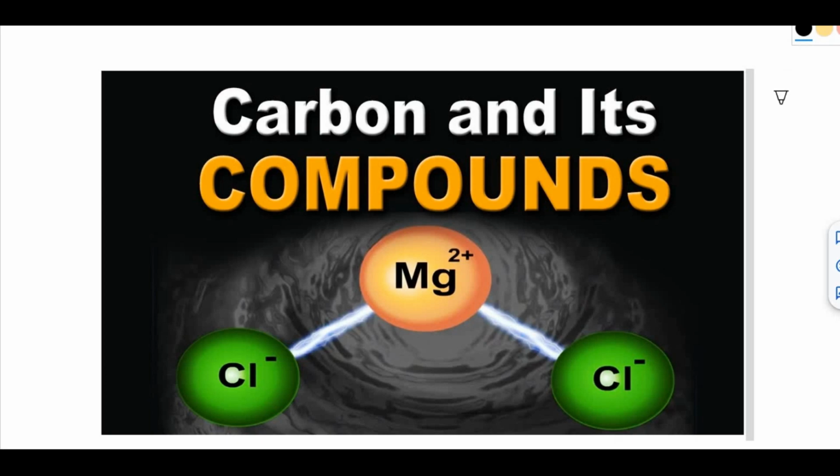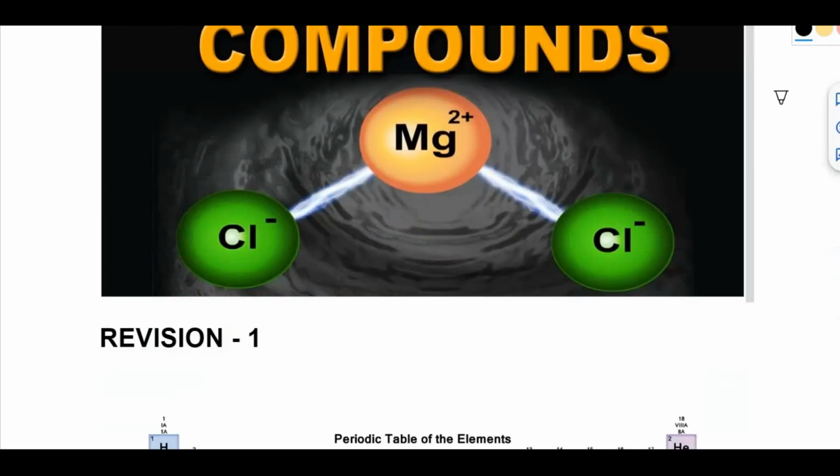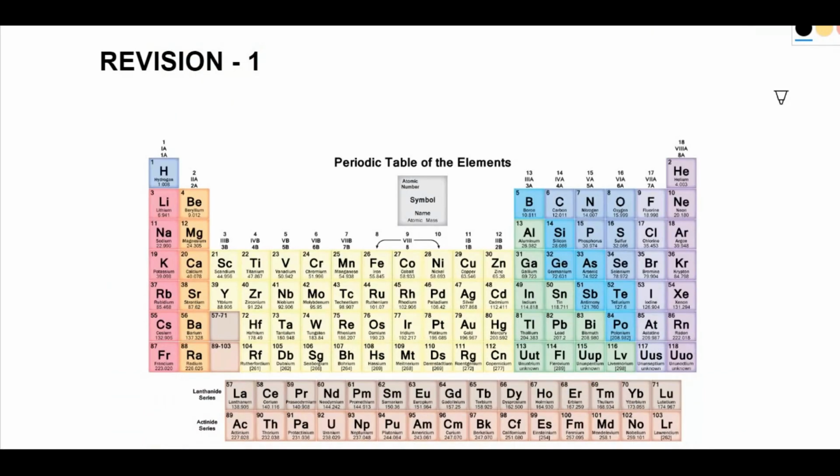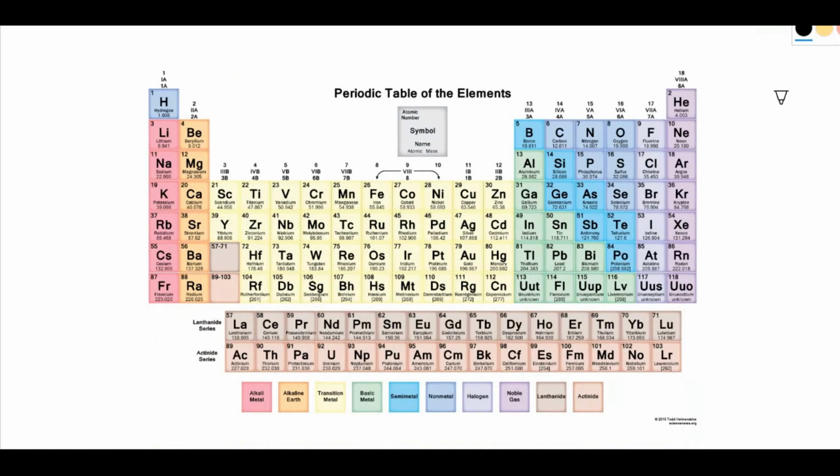This is a one-stop video on the topic carbon and its compounds. To understand this chapter, class 10th chemistry, we should have a good information about the periodic classification of elements. Let's see where carbon is. Carbon is in this location where I'm putting an outline.